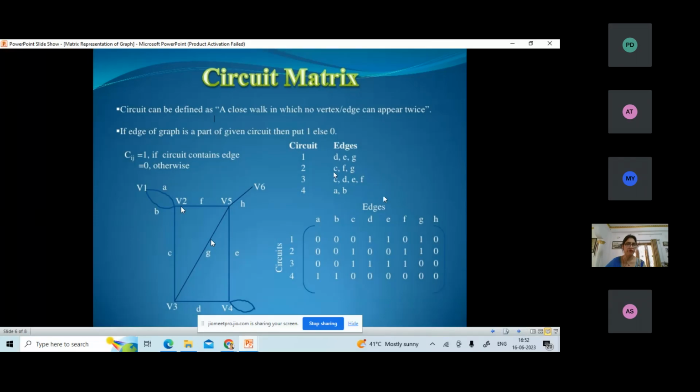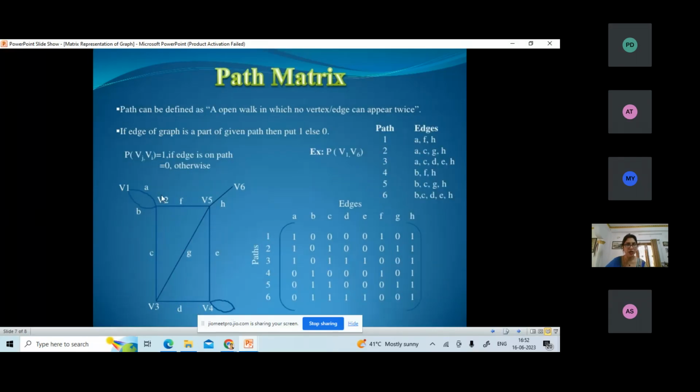I will take only one graph, and with the help of this graph I will explain the incident matrix, adjacent matrix, path matrix, and many more. A path can be defined as an open walk in which no vertex appears more than once. If an edge of the graph is part of the given path, put 1. If there is no path between Vj and Vi, then the entry is 0.